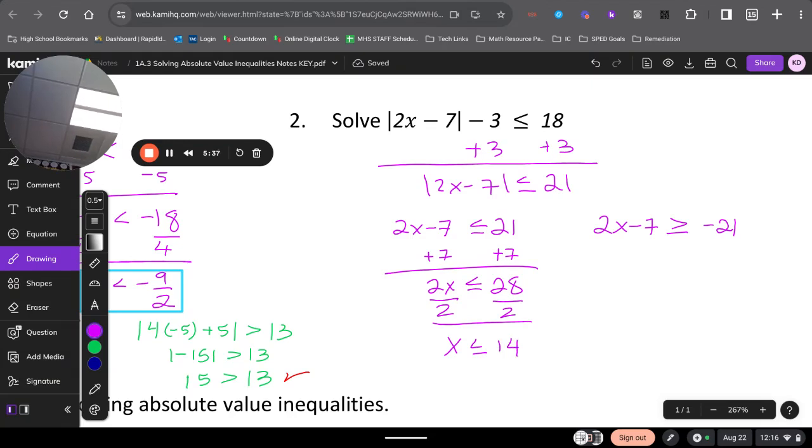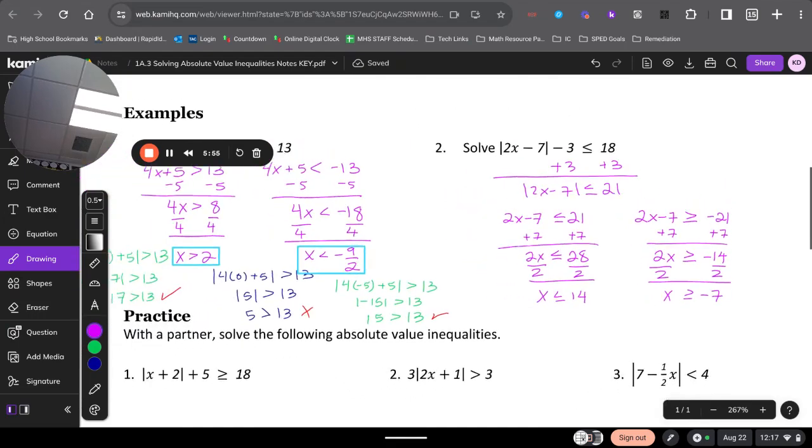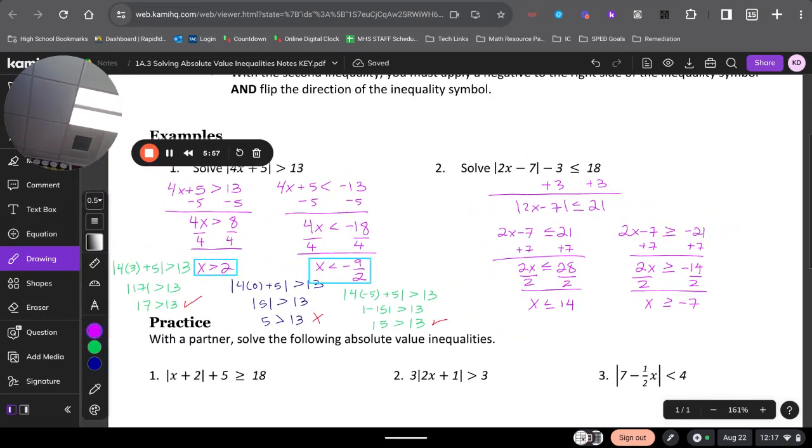And then over on the right, add 7 to both, which gives us 2x is greater than or equal to negative 14. Divide by 2, which gives us x is greater than or equal to negative 7. Now, additionally, I could plug in to check all of these numbers, but of course, if I did my mathematics correctly, these should both check out.